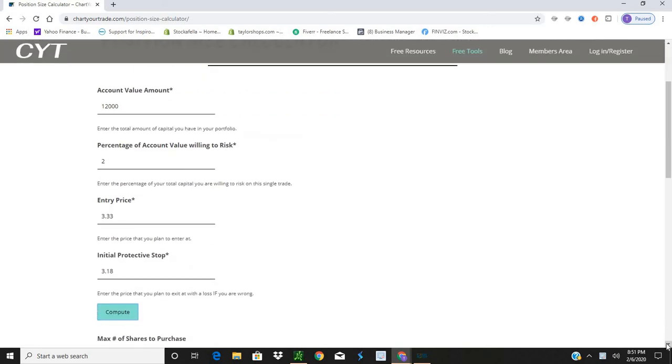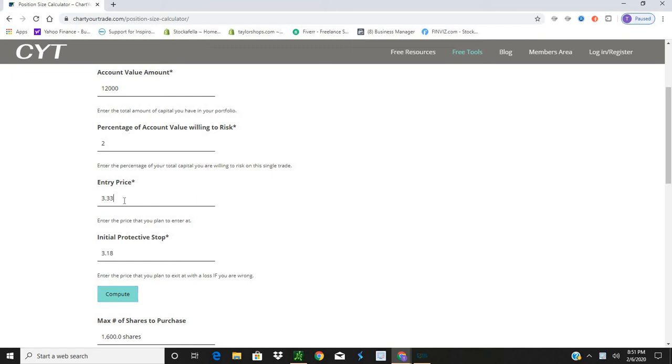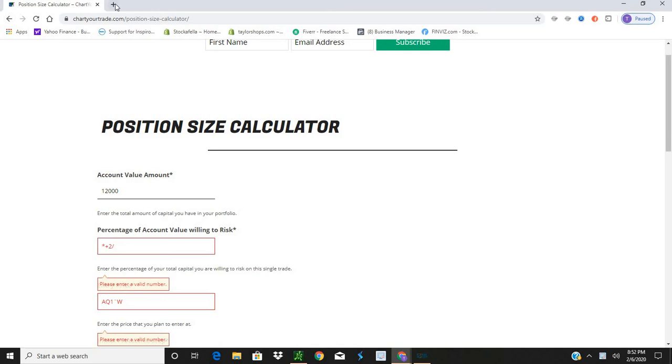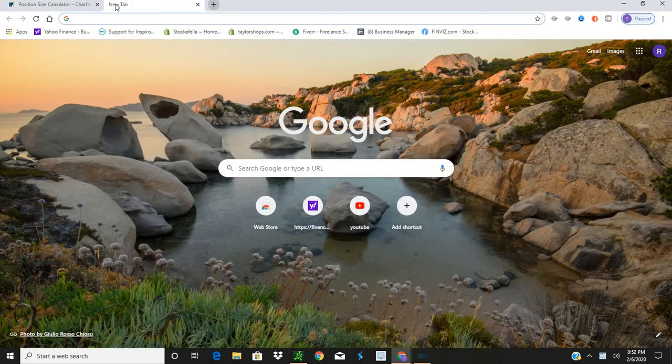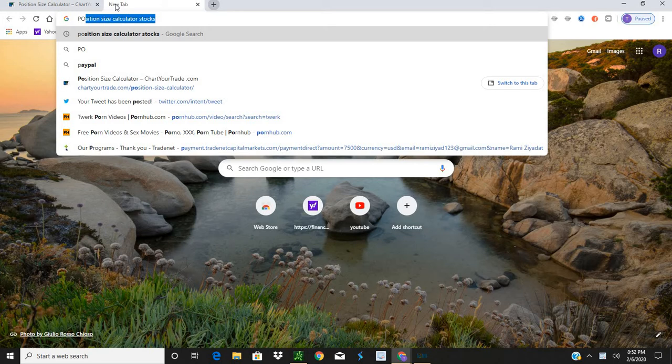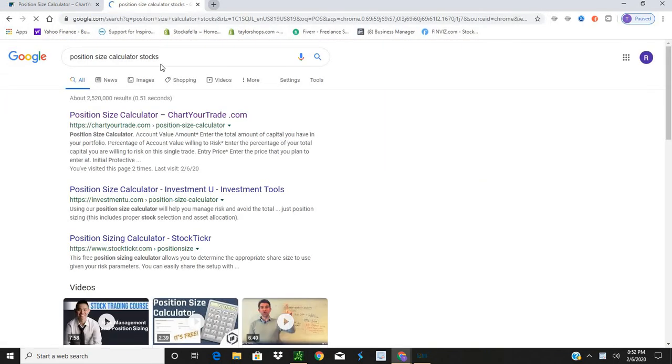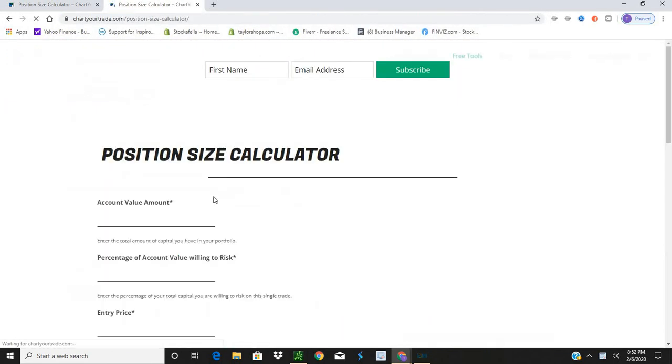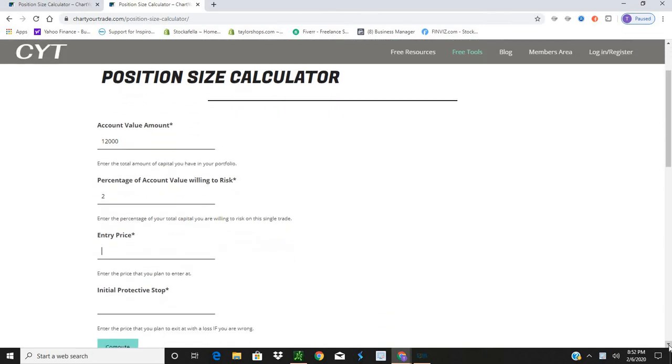Okay, let's say, for example, my entry price tomorrow, if my alert goes off. I don't know why my backspace sometimes doesn't work, but we're going to try to open another one. There's a bunch of them, you guys. Okay, let's just say 12,000. The 2% one to risk. Okay, entry price. Let's say the alert goes off tomorrow and I start averaging in.